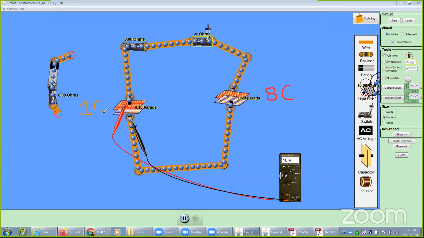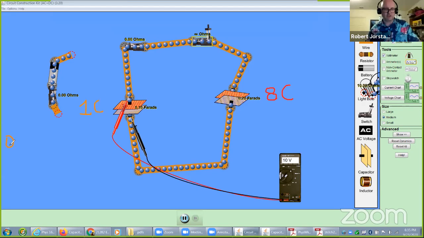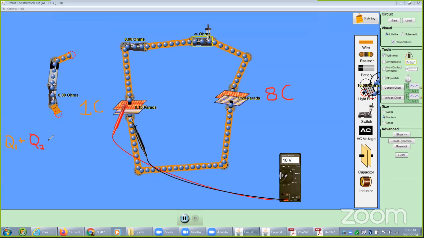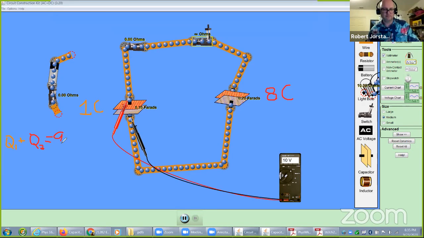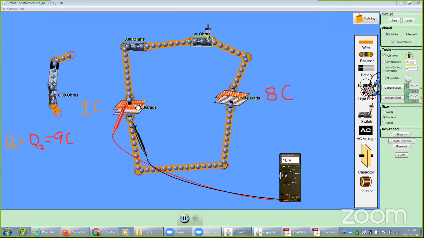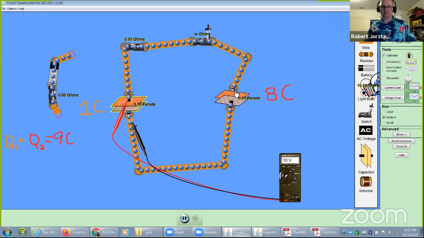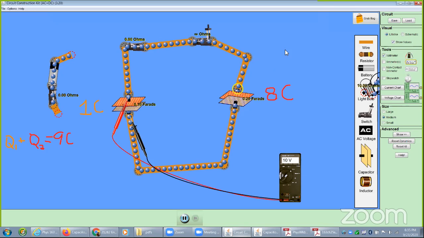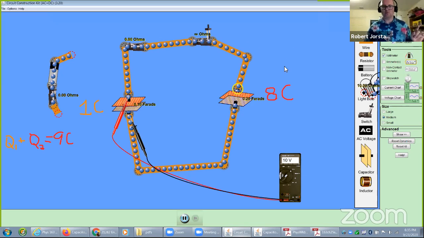Oh yeah. So tell me, initially, do you agree that Q1 plus Q2 is 9? Yeah. So now they're connected plus to plus. Agreed? The positive plate of this one is connected to this one's positive plate. Right? And so now when I close the switch, will there be any cancellation or not? Will there be any way for the minus charges to cancel some of the excess plus charges?